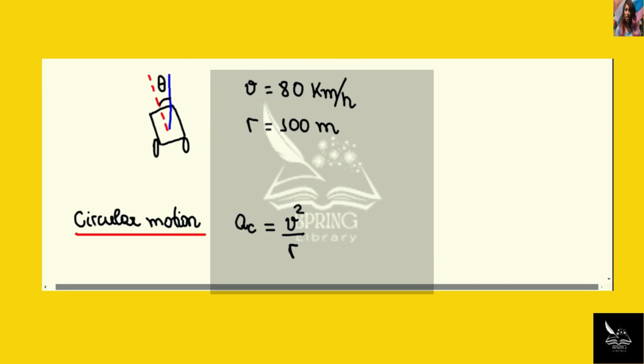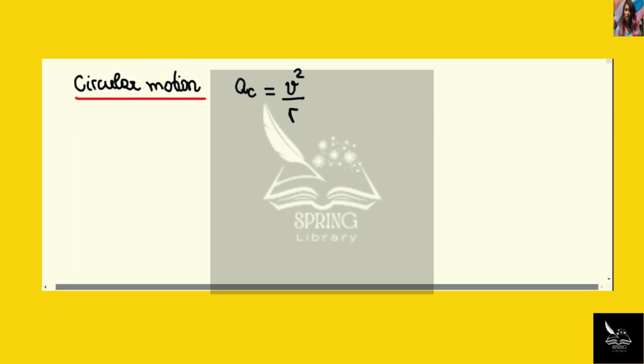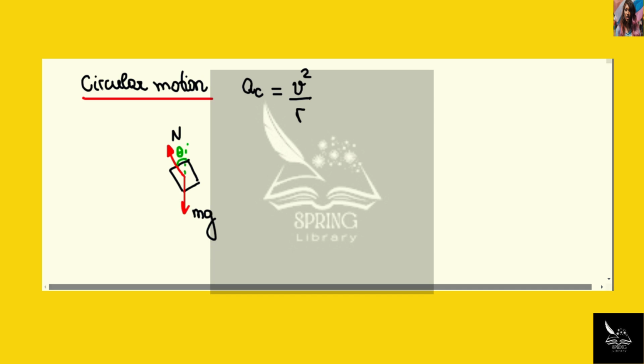Okay, so what we need to do is to draw a force diagram. Consider that this block here represents the driver, and we have the forces that act on the driver that are the normal force N and the gravitational force mg. Okay, now notice that the normal force makes an angle of theta with the vertical.